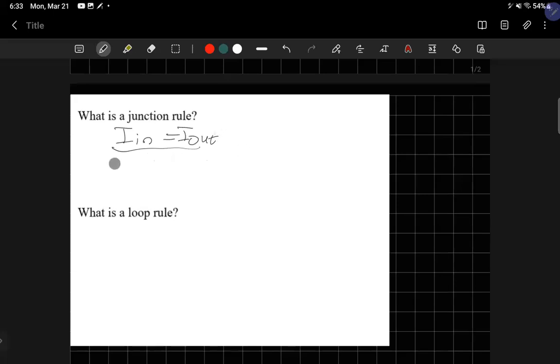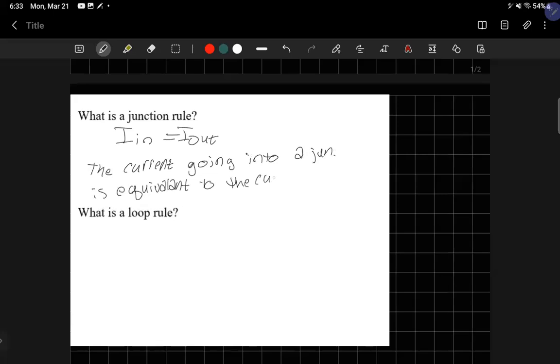And if you want something more, just kind of write this in words like the current going into a junction is equivalent to the current going out. I apologize for my spelling abilities. I did not major in English.